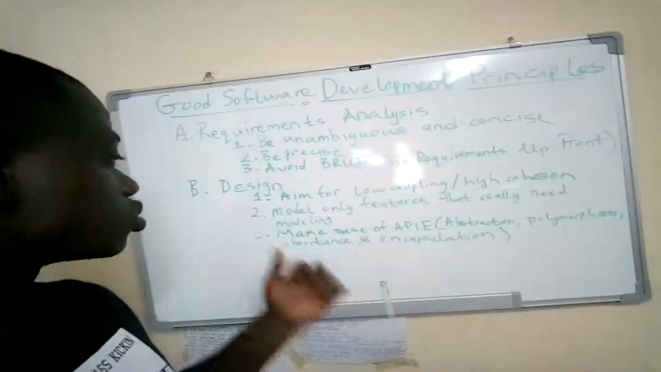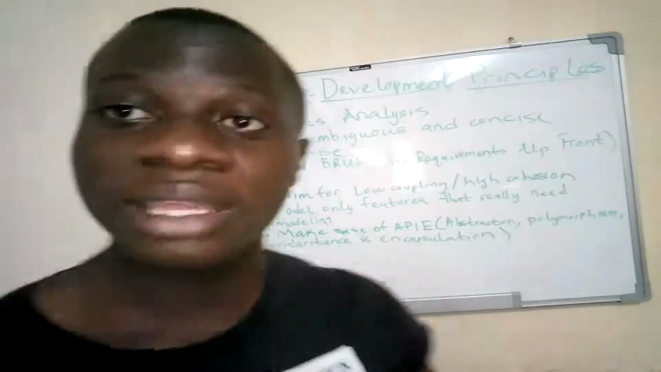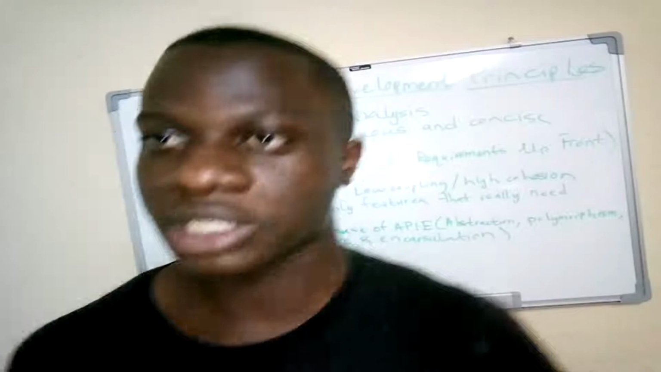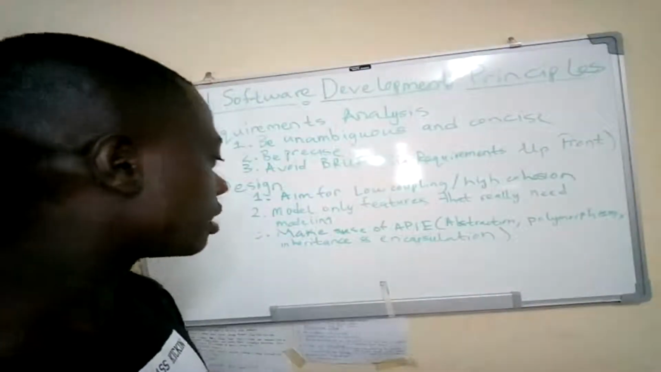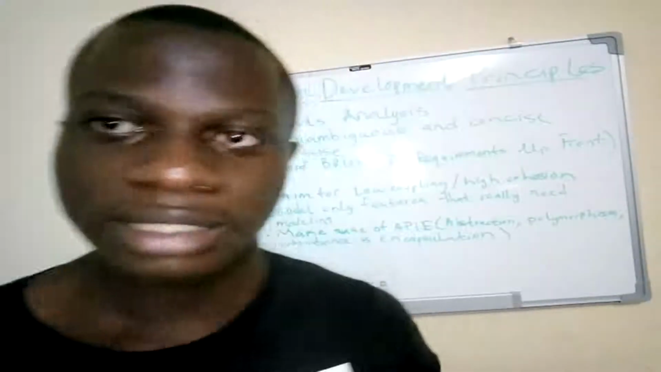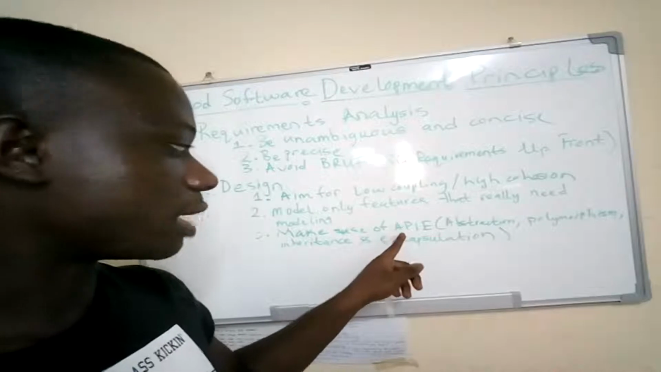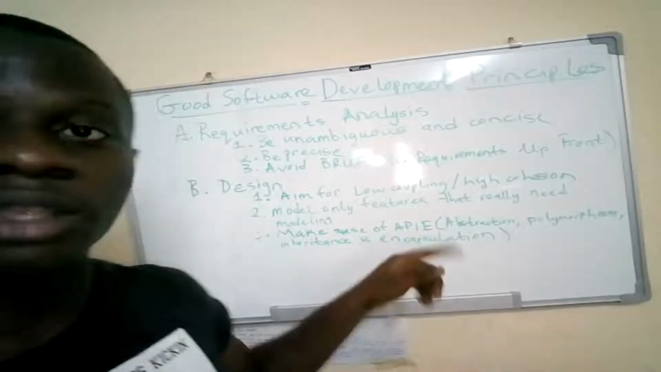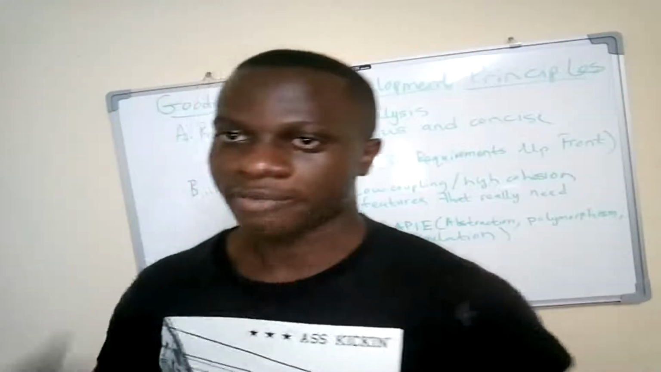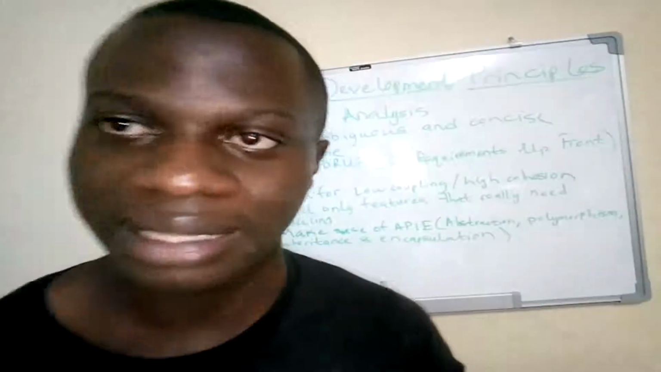The next is to model only features that really need modeling. Don't model features that don't need modeling. The third is to make use of object-oriented paradigms. So there's this acronym API, which stands for abstraction, polymorphism, inheritance, and encapsulation. These paradigms have been proven, they are industry standard. So make use of them.